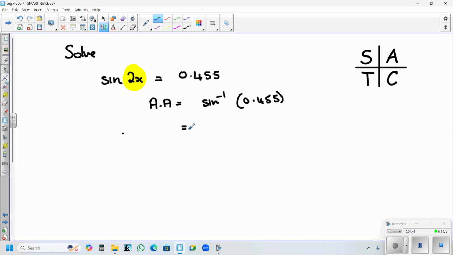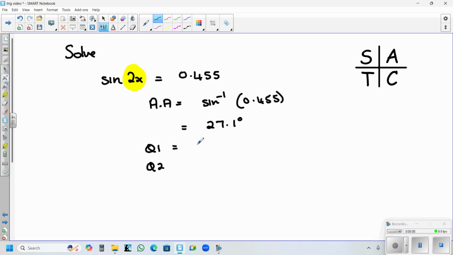That turns out, use your calculator, and that gives me an angle of 27.1 degrees. So we're doing the normal thing, just the same as we did before. We're going to look and see where cos is positive. Cos is positive in quadrant 1 and quadrant 2. So we're going to answer in quadrant 1 and answer in quadrant 2.